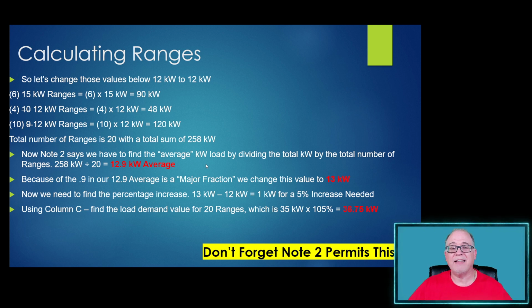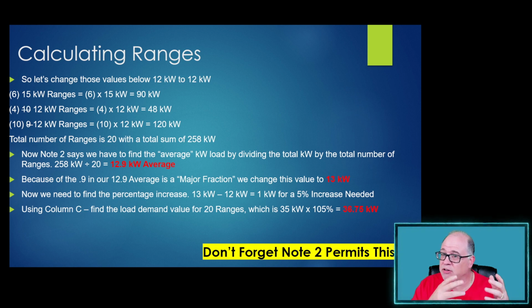So what is the average? Well, the average is 12.9. Now, this is a good example of the major fraction rule. Since it's 12.9, this is 0.5 and greater. That's a major fraction. So what are we going to do? We're going to round that up to 13 kW. Okay? Makes sense?